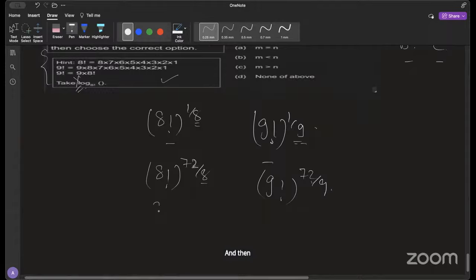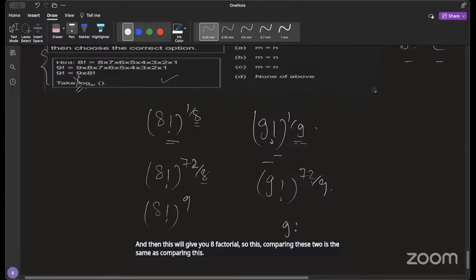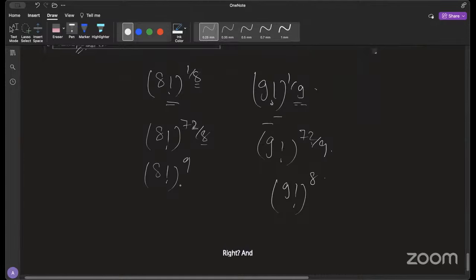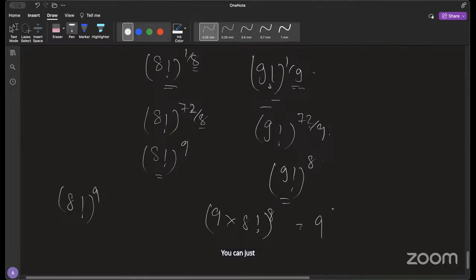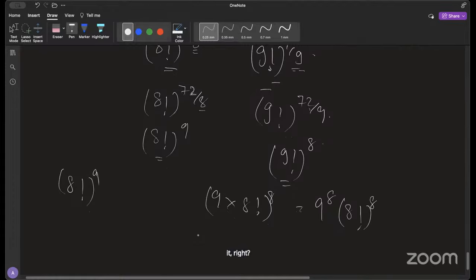And then this will give you 8 factorial. So comparing these two is the same as comparing this. Right? And this is 8 factorial to the power 9. And this one is 9 into 8 into 7, so it's 9 into 8 factorial, to the power 8. So you can just take 9 to the power 8 and 8 factorial to the power 8. Right? Let's call this quantity A, this one B.